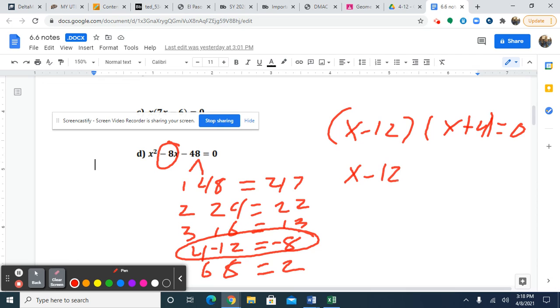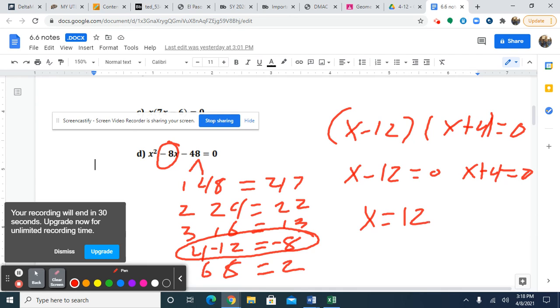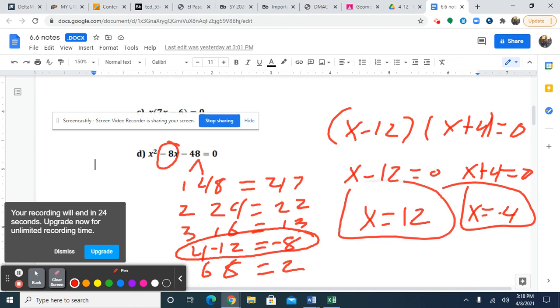Now, to find our solutions, we're going to set them equal to 0. And the first one, we add 12 to both sides, so x equals 12. And the last one, we subtract 4, so x equals negative 4. And that's our answers.